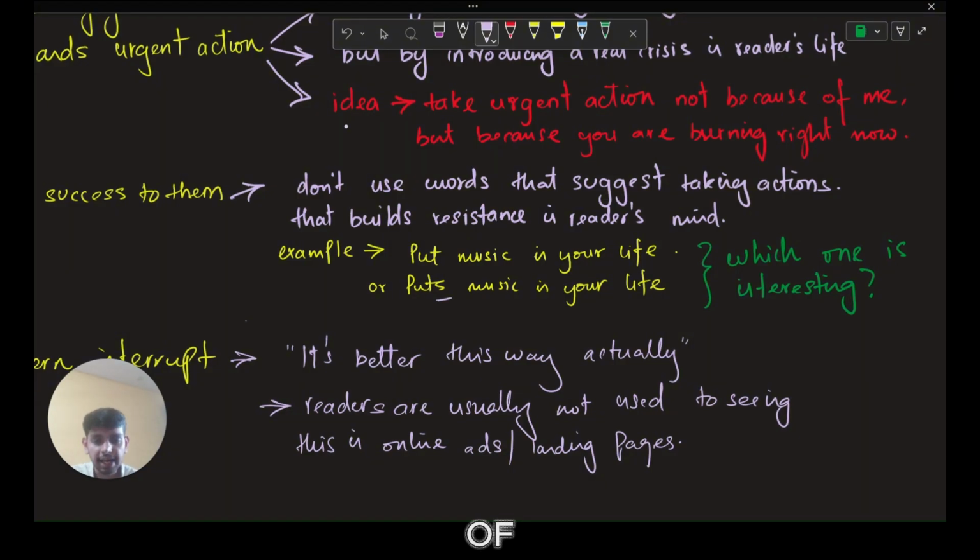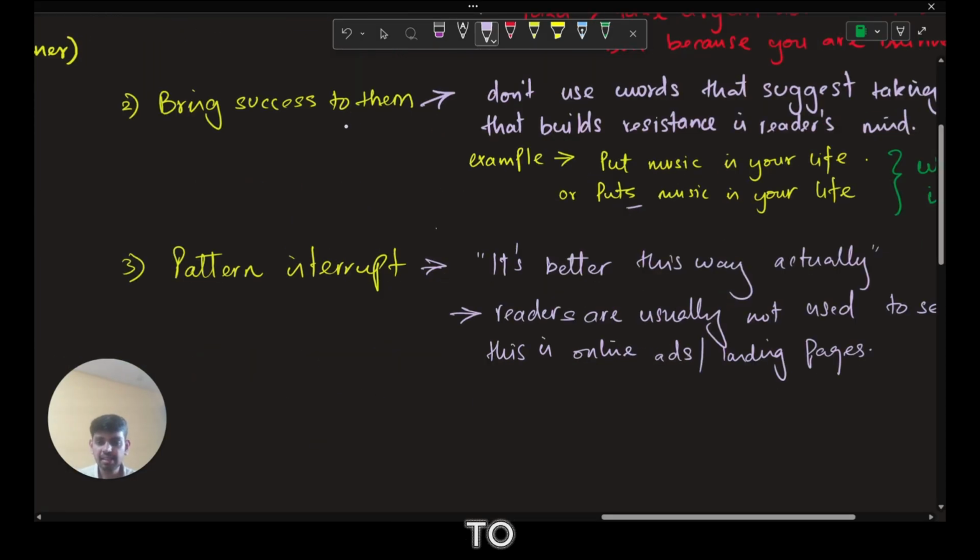It's just a change of this character, but then the whole meaning shifts, the responsibility of action shifts from the reader to the thing that you're trying to market. So this thing puts music in your life. So this is now more interesting. Instead of saying put music in your life, this comes off as a command or an action or something that the reader is supposed to do.